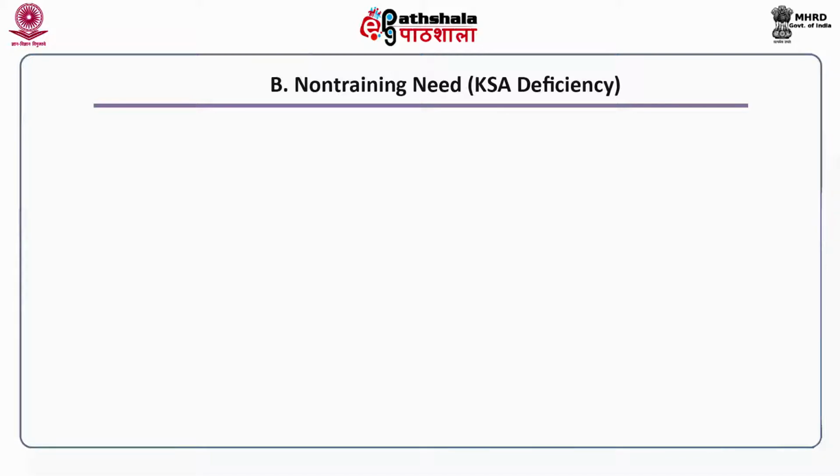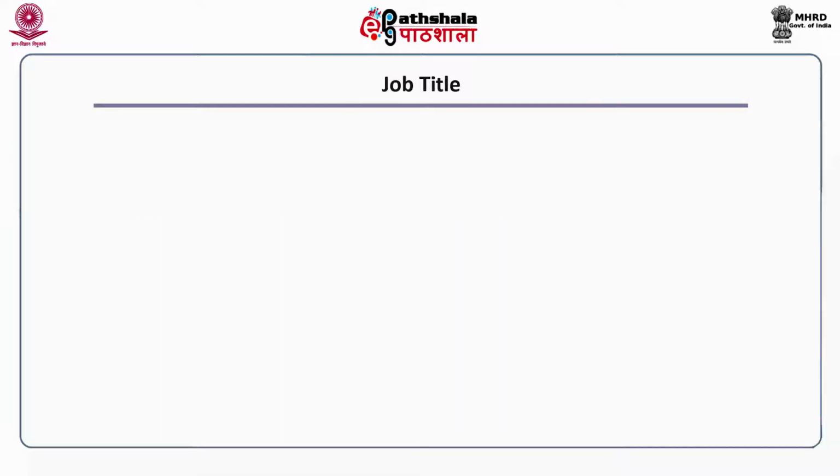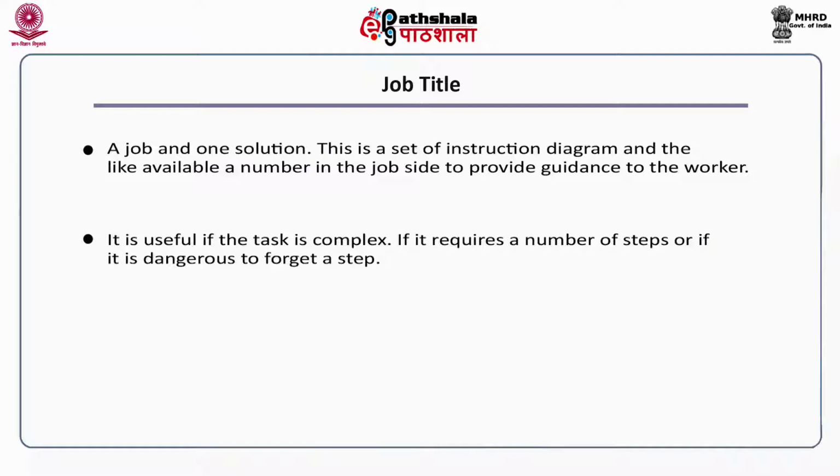Non-training need, KSA deficiency. Now let's examine the non-training needs where a KSA deficiency is present, that is, knowledge, skill and attitude deficiency is present. Job title. A job aid: one solution. This is a set of instruction diagrams available at the job site to provide guidance to the worker. It is useful if the task is complex, requires a number of steps, or if it is dangerous to forget a step.